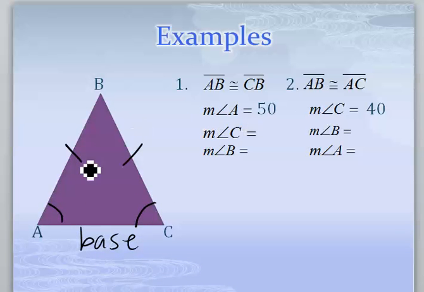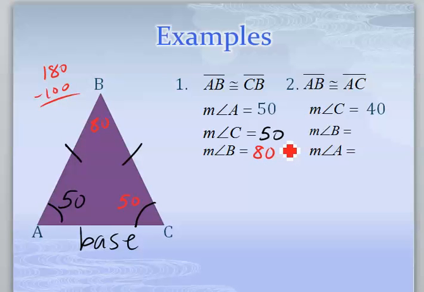Then they tell us that the measure of angle A is 50. We need the measure of angle C and the measure of angle B. Since A and C are congruent, C is also going to be 50. Then I know my whole triangle adds up to 180. So 50 plus 50 is 100. 180 minus 100 means that angle B is 80 degrees.